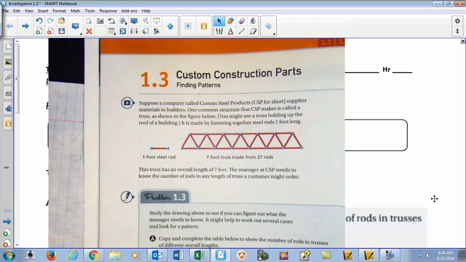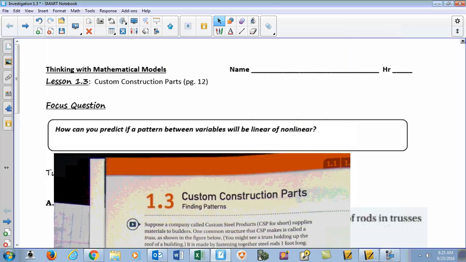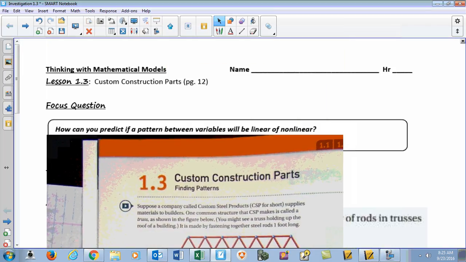All right, so on page 12, you see we get into something called custom construction parts, finding a pattern. That's kind of the focus of today's lesson: we're finding a pattern. And if you look at the top of your worksheet, we do have a focus question here. So it says, how can you predict if a pattern between variables will be linear or nonlinear? So that's something we're going to work on today.